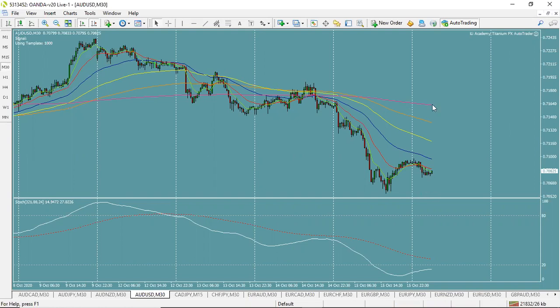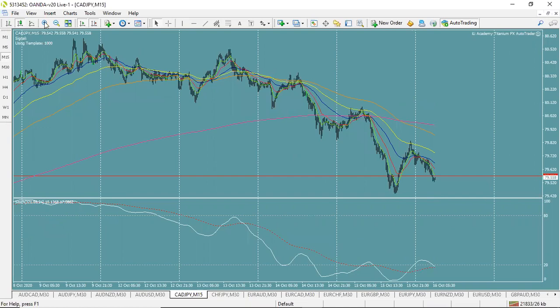Who knows? We're still in trend to the downside. We've still got our moving averages all in order. We're underneath the 720, so my expectation is a continued move to the downside. If it changes, it changes, but that's the expectation.